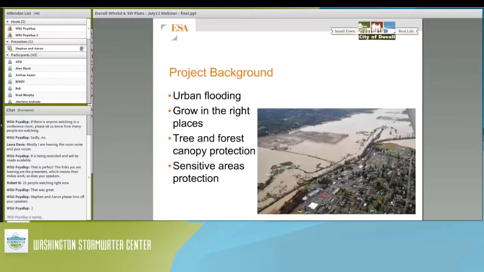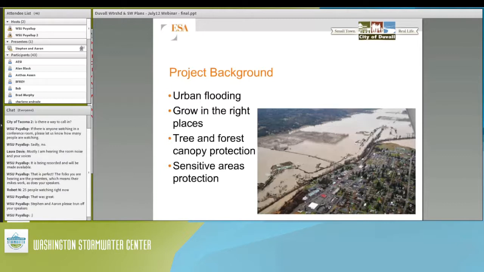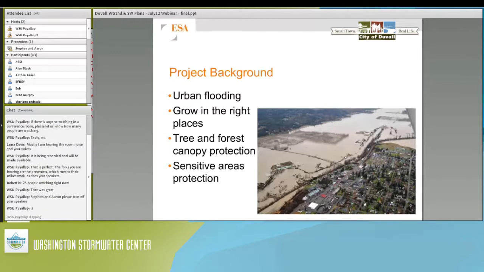The city was interested in this project for a few key reasons. They have experienced urban flooding and erosion issues on several of the tributary streams within the city. They also were initiating their comprehensive plan update effort, which was adopted in 2016, and so wanted to understand how to grow in the right places, where development should be focused under that comprehensive plan, and how zoning and land use standards needed to be updated to account for that consideration of subbasin conditions.